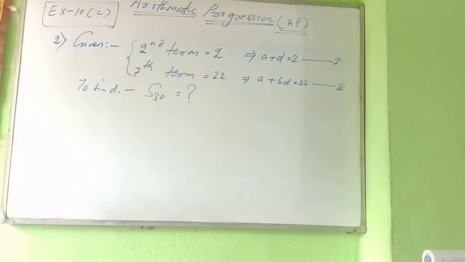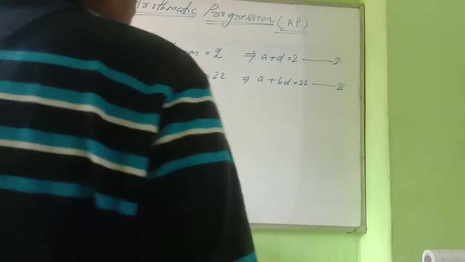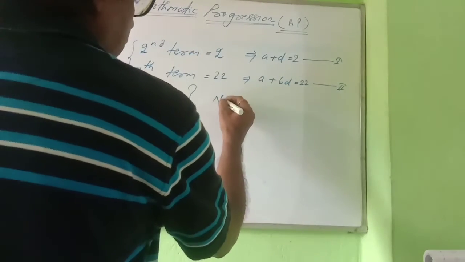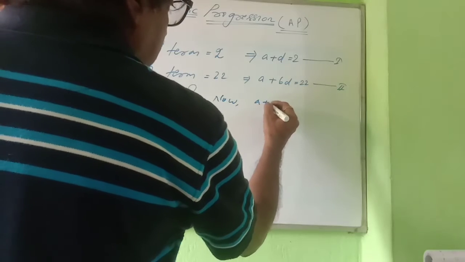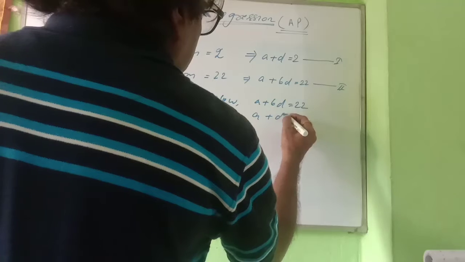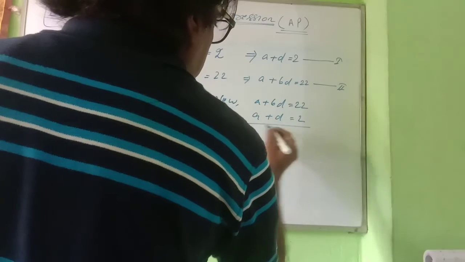As per the question, I have written second term 2, 7th term 22, and you have to solve for the sum of 30 terms. Just see how to solve. See, equation 1 is a plus d equals 2 and equation 2 is a plus 6d equals 22. Now subtract equation 1 from equation 2.